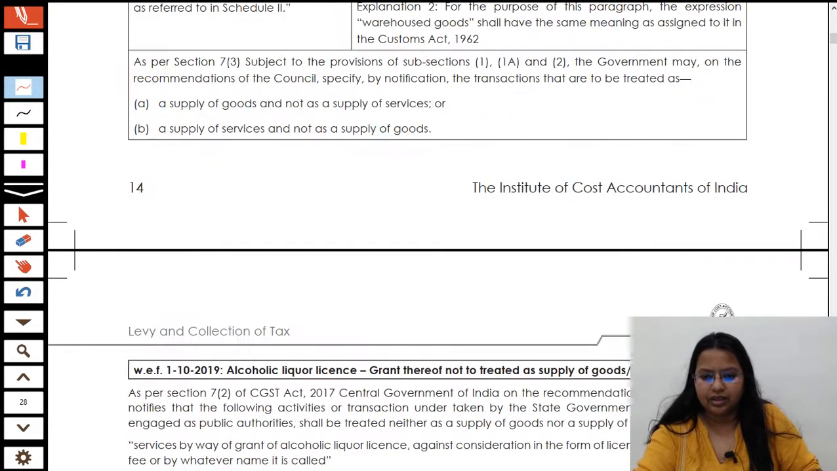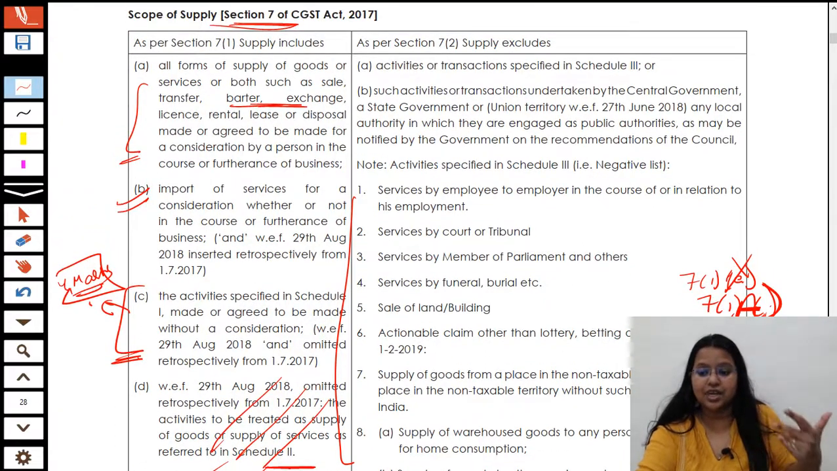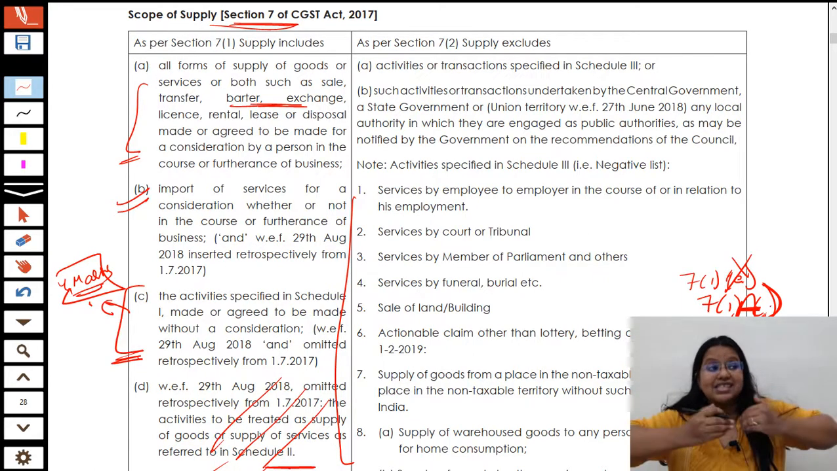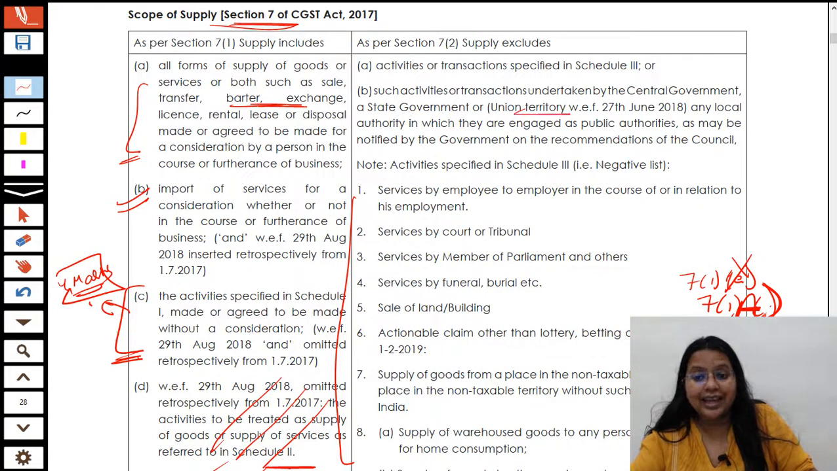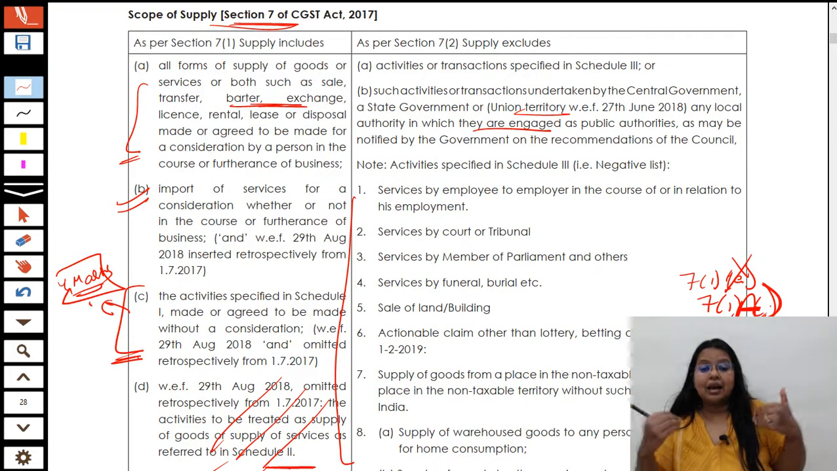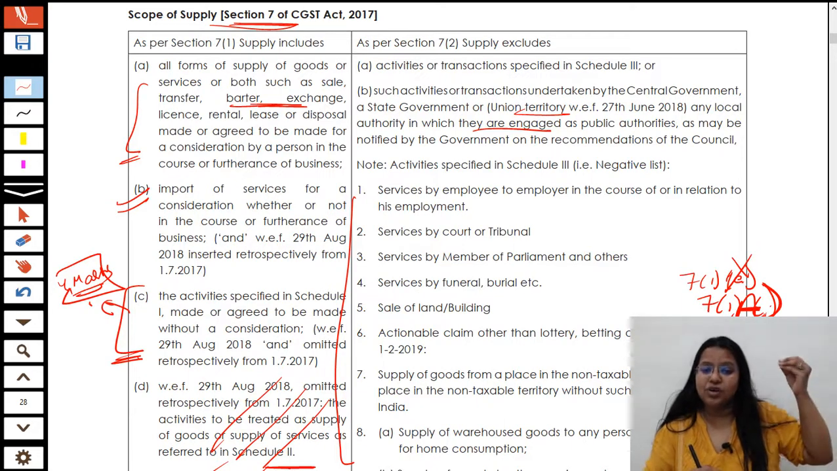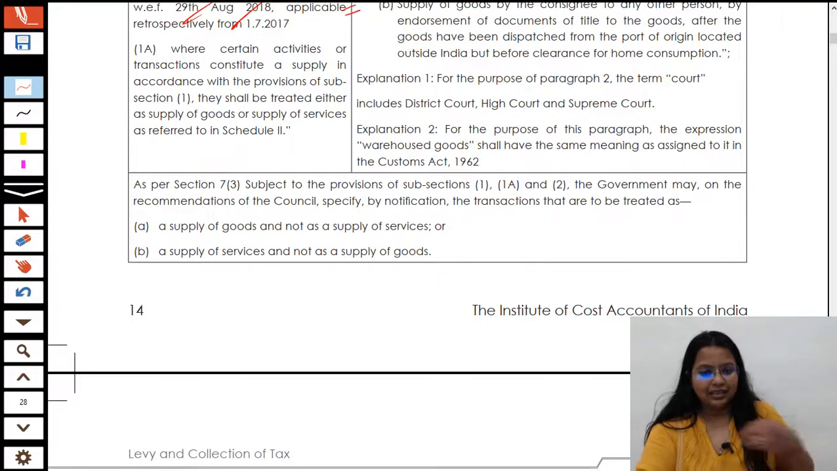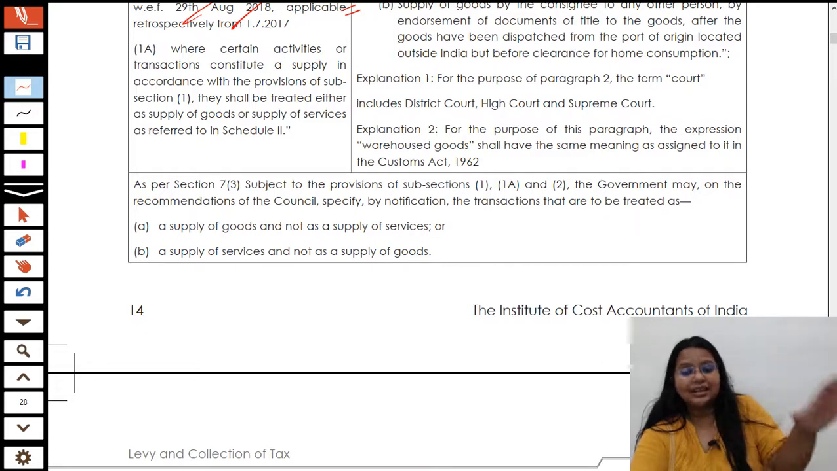Now, what is the next point here? First was whenever the activity is specified in schedule 3. Now, what is the next activity? The next activity which is outside the purview of supply is when the central government, state government, union territory or local authority provides any service in the capacity of public authority. Which are those activities? They said as may be notified by the government on the recommendation of the GST Council. That means if they are providing any service in the performance of a public authority, that shall not be constituted as supply.